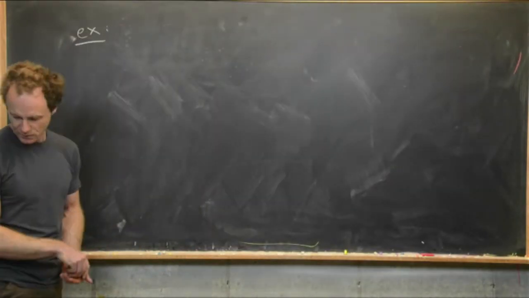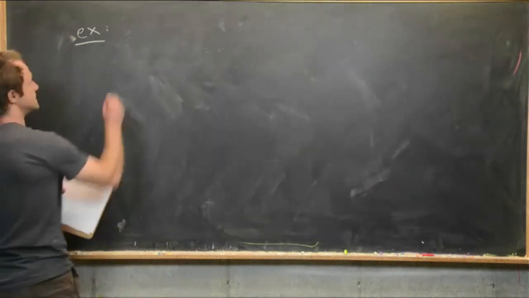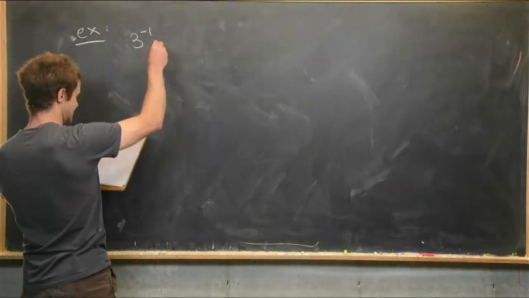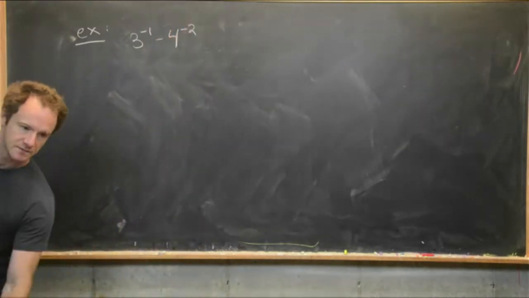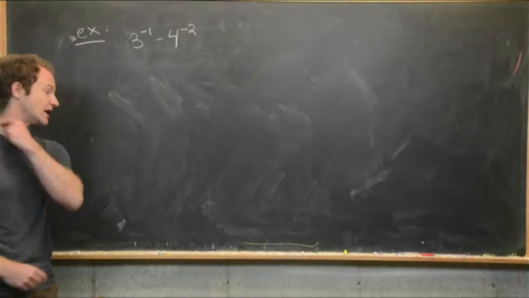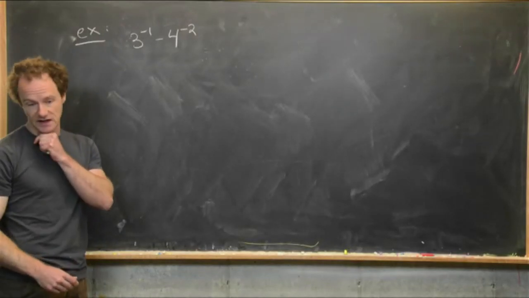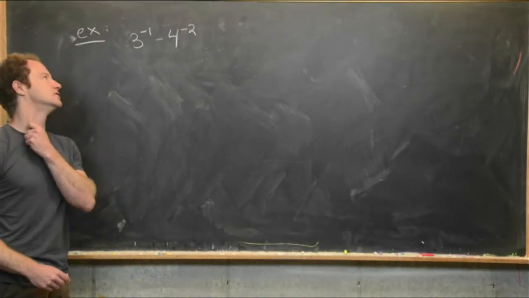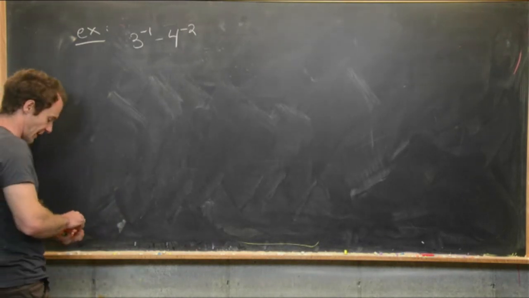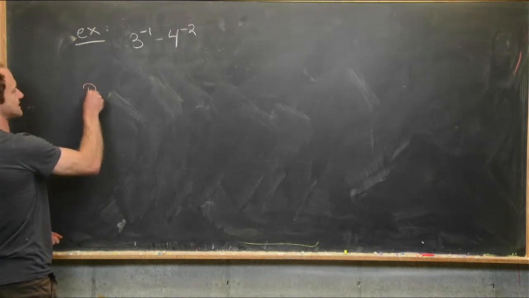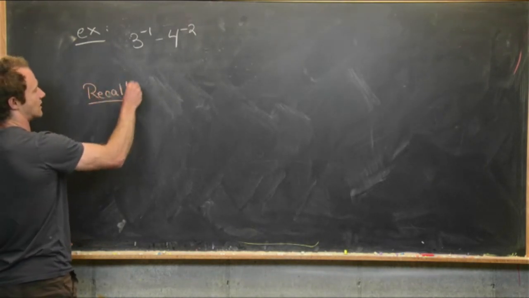Okay, so the next one is 3 to the minus 1 minus 4 to the minus 2. This one, in fact, is a little bit quicker than the last one that we did. You just need to use the definition of negative exponents. So let's recall that real quick. We recalled this last time, but just for good measure, we'll recall it again here.